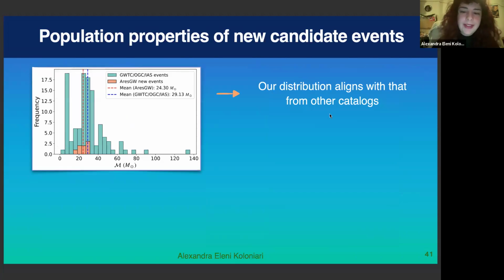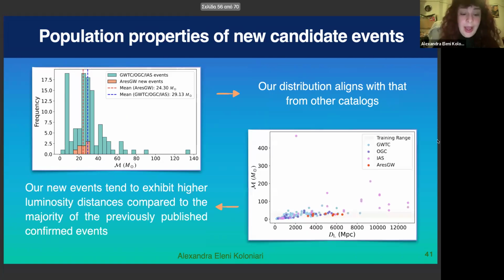Now, I also need to provide to you some very important population properties of our new candidate events, such as that our distribution actually aligns with that from the other catalogs, and that is a very good indicator that those are indeed gravitational wave events. And secondly, our new events tend to exhibit higher luminosity distances compared to the majority of the previously published events. Our events here are depicted with the orange, red dots.